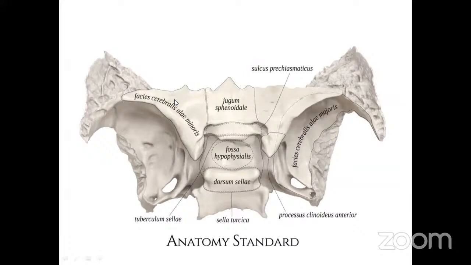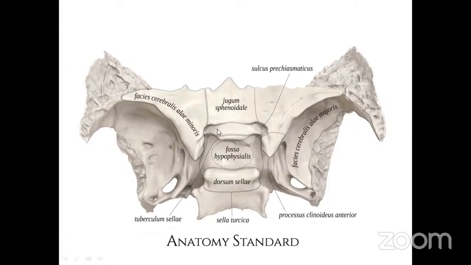If you look at it from above, we can appreciate that this corpus or this body is further divided into different elevations and depressions. If we look from anterior to posterior, we have the lesser wing of sphenoid laterally, and the part of the body which is present between the two lesser wings of sphenoid is known as the jugum sphenoidale.